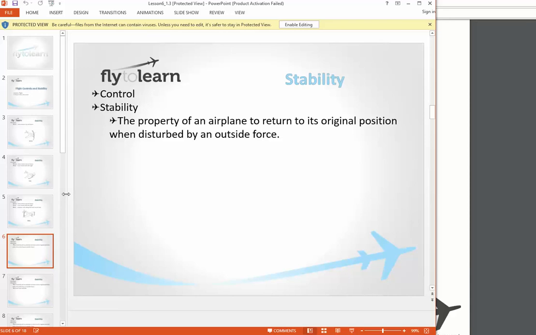Half the plane goes into the ground, they tell you to start over. Unbelievable. Yeah, I can't believe it, right?